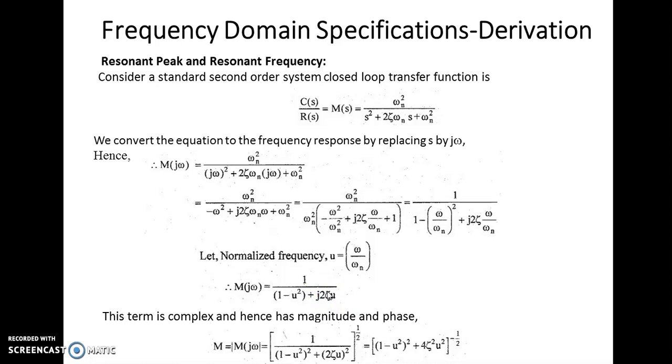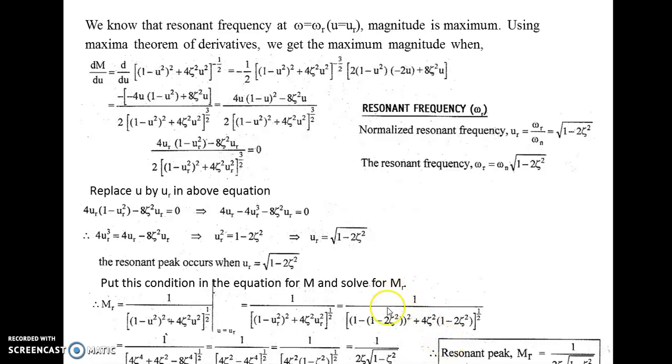Now, in this case, we need magnitude. So, let us take magnitude here. Magnitude mod M of j omega is 1 over square root of real square plus imaginary square. Substituting the real value 1 minus u square and imaginary value 2 zeta u, that is equal to 1 over square root of (1 minus u square) whole square plus 4 zeta square u square. So, we know how to find the maximum value.